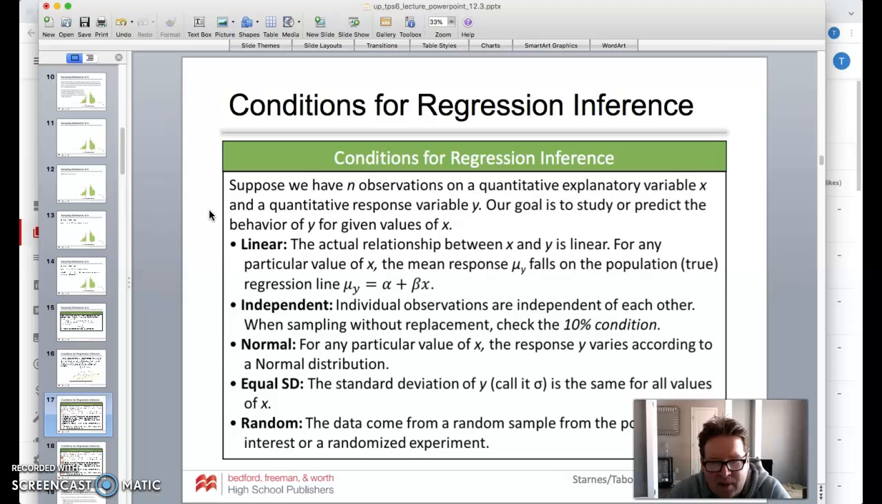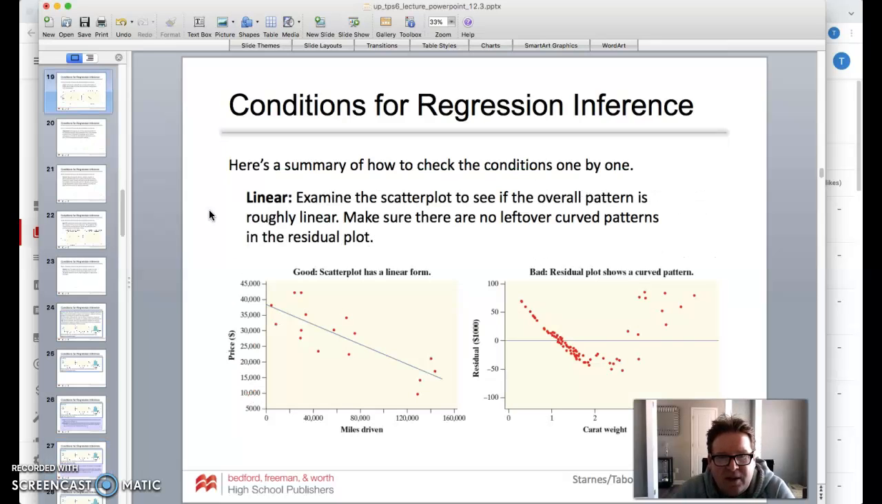And then it should be random, comes from a random sample. So as we look at it, as we use the acronym LINER, that's what we're going to be checking for. Those are the conditions that we're going to be checking for. And here's a summary of how to check those conditions.